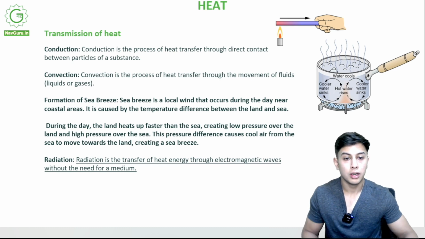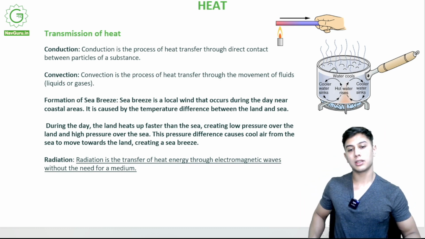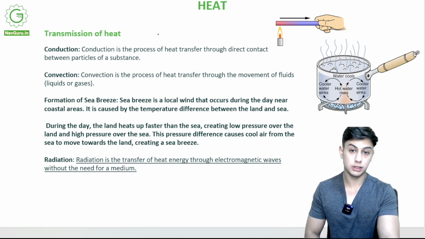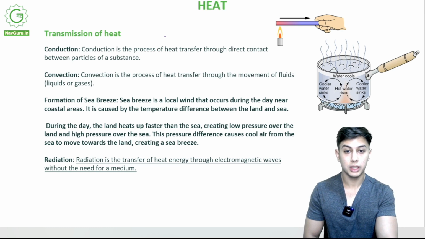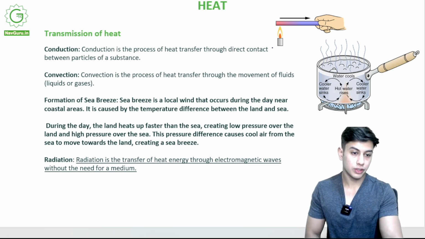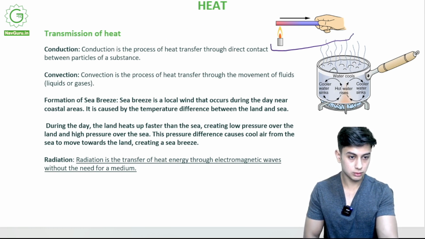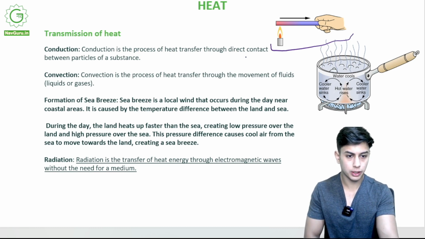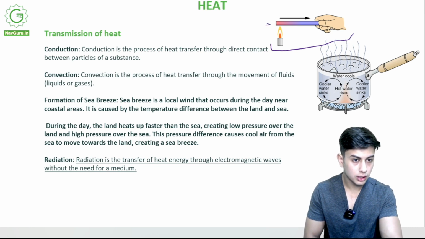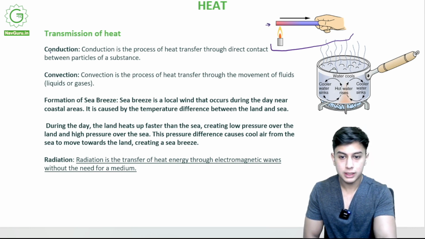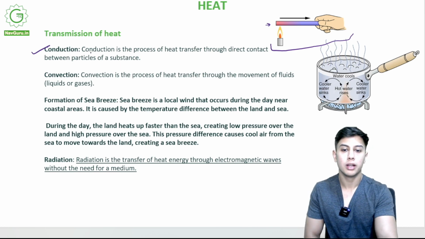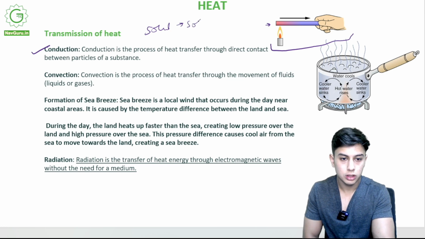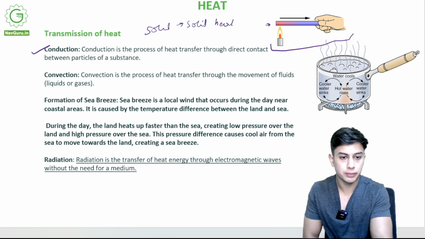Let's go further. Transmission of heat. What is the transmission of heat? Now we all know, we all can feel heat. How is it being transferred from one place to another? It is an energy. Over here, see, this is the process of heat transfer through direct contact. In solids it is being transferred like this. This is called conduction. Wherever you see conduction, it is solid to solid heat transfer.